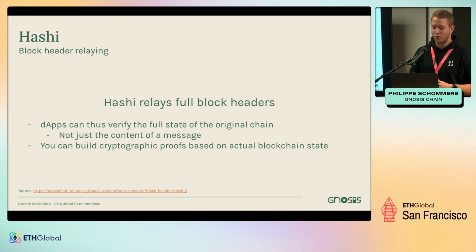Hashi also does block header relaying. Basically, what that means is it publishes the headers on chain, and then you can use that to verify state, so to build proofs of any kind. That would then verify the entire chain of state of the blockchain instead of just passing messages around.